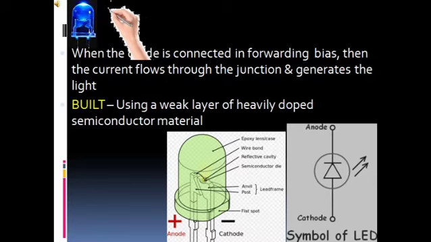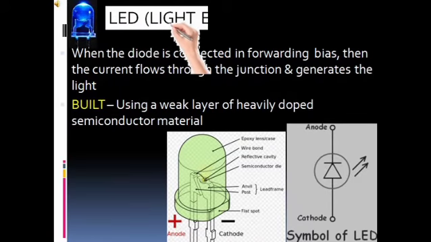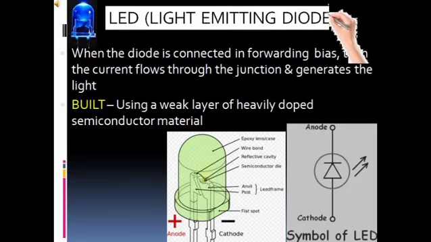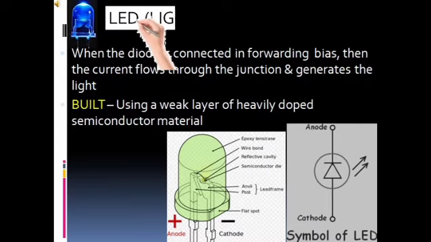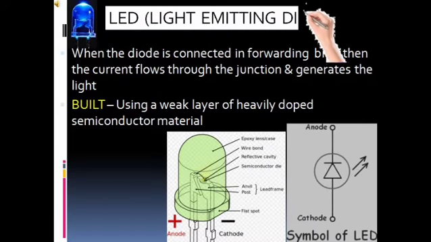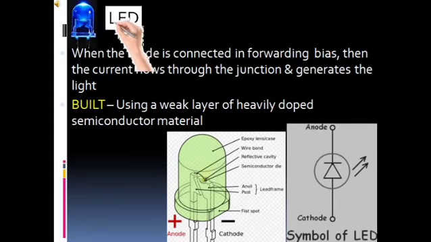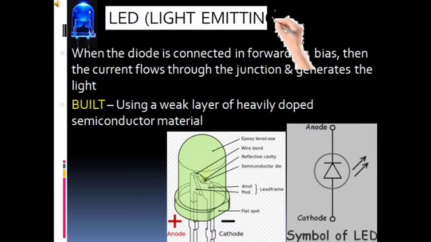Everyone, welcome to a new topic, LED. That's your light emitting diode. Now what happens is when the diode is connected in a forward bias, then the current which flows through the junction generates light. Now how is the LED built?